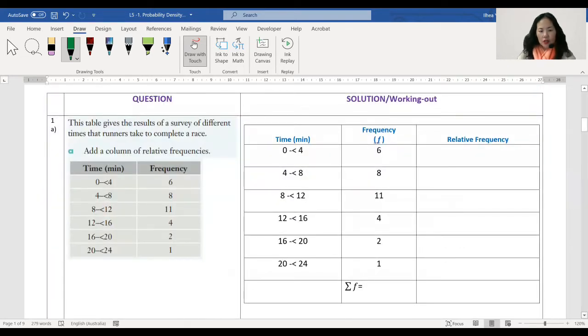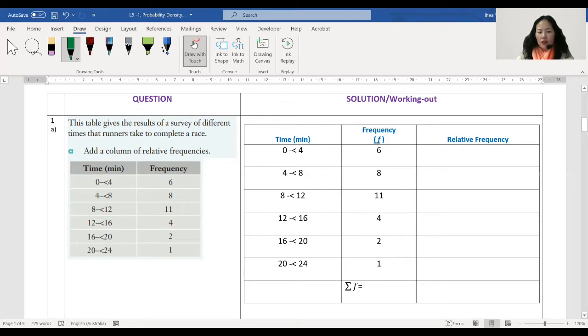Let's have a look at the question. Question 1, like example 1 from the Maths in Focus. This table gives the results of a survey of different times that runners take to complete a race. Now, part A, we just have to add a column of relative frequencies. Relative frequency is like probability, so we are really looking at a probability here.